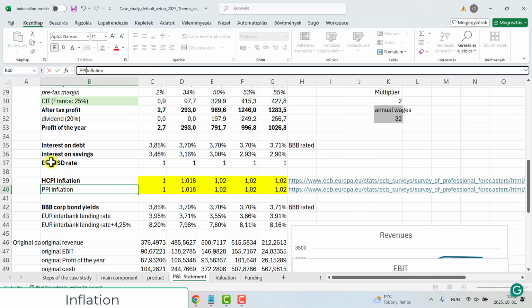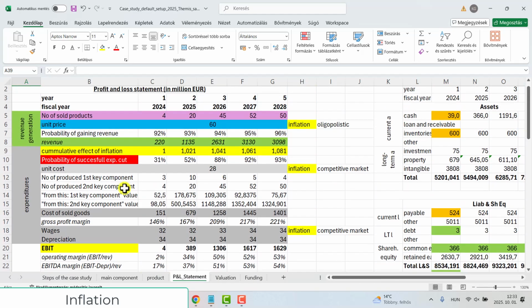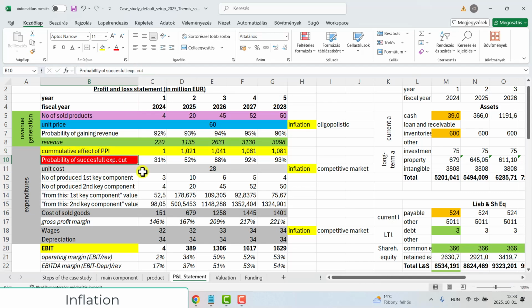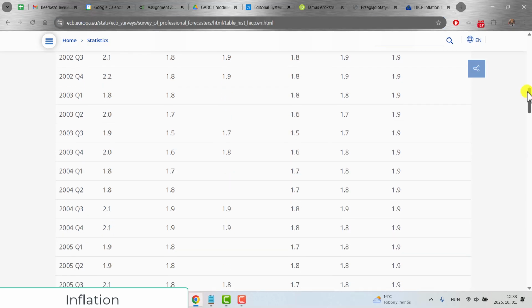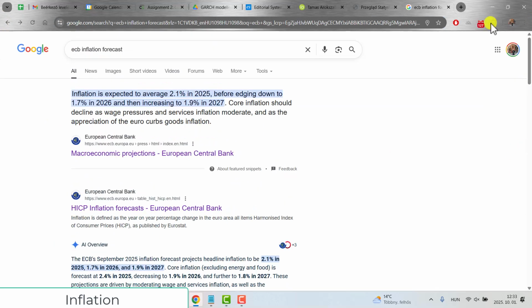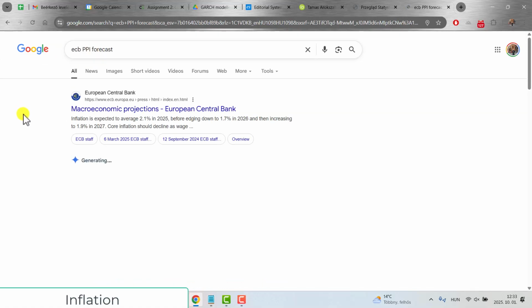So we need PPI inflation forecast, if there is any. Sooner or later we can see. And cumulative effect of producer price index, not this one. So let's check that. Do we have ECB producer price index forecast?